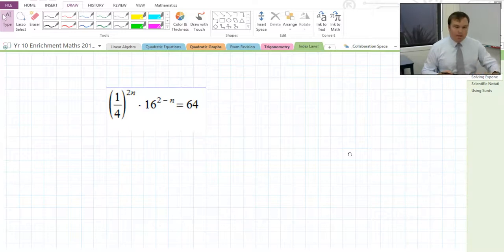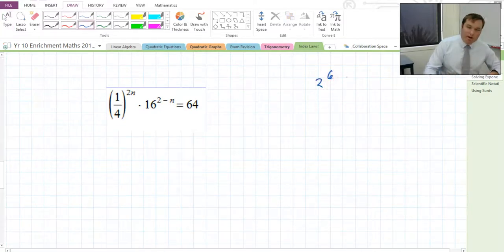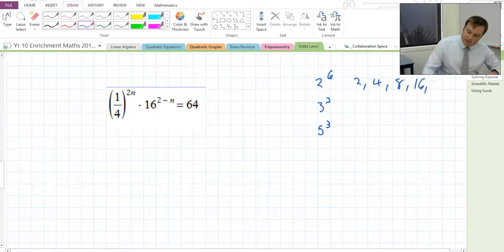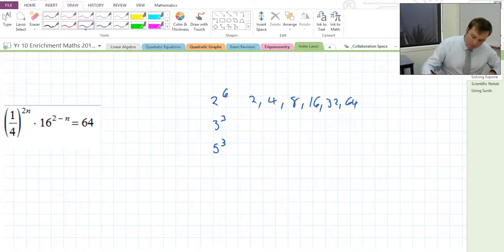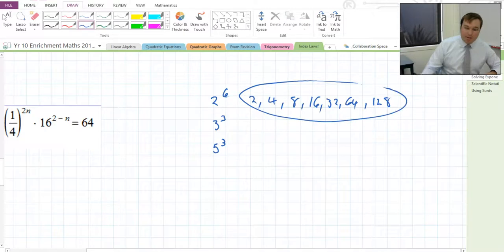Generally, the bases will be 2, 3, 5, 7. And you'll be expected to know all the way up to really 2 to the power of 6, 3 to the power of 3 you should know. You should know 5 to the power of 3, and I'll give you a hint. 2 to the power of 1 is 2, 4, 8, 16, 32, 64, 128. All of those numbers there, if any of them appear in a question, you should be thinking, I'm going to use a base of 2.